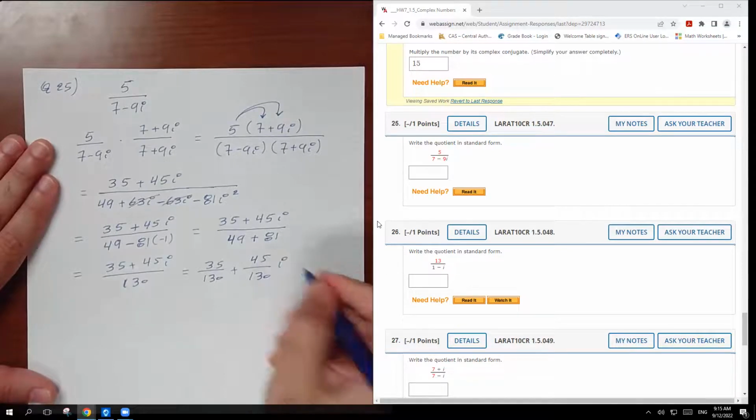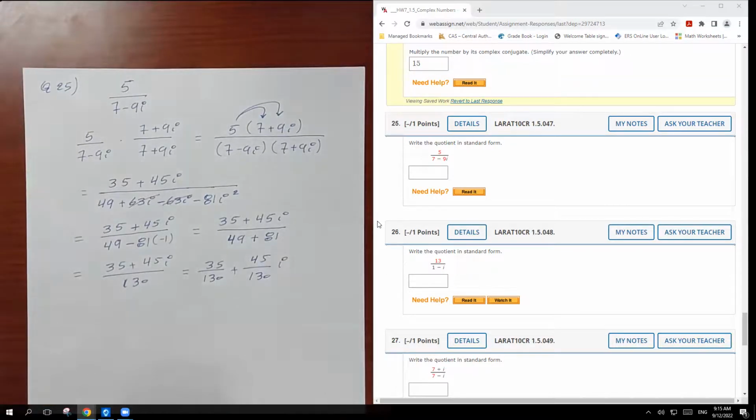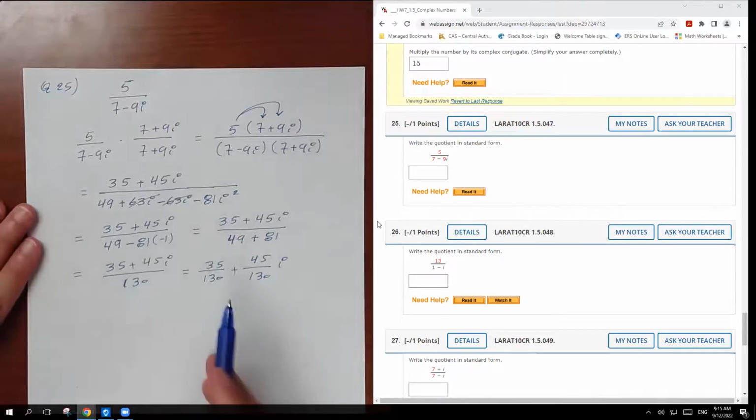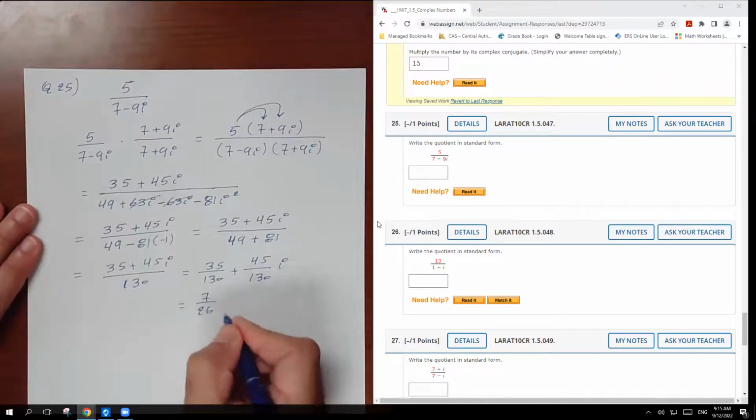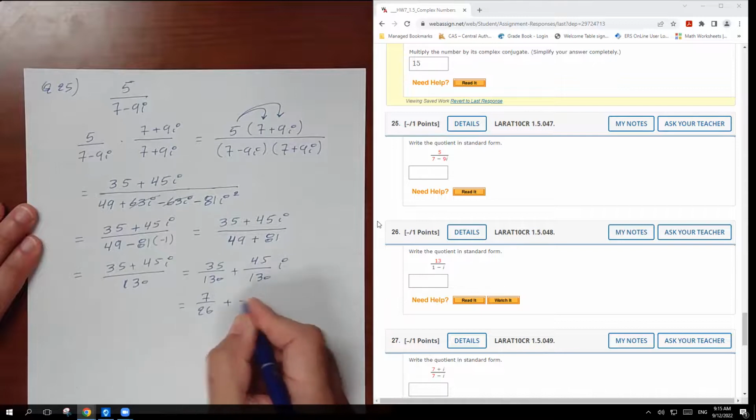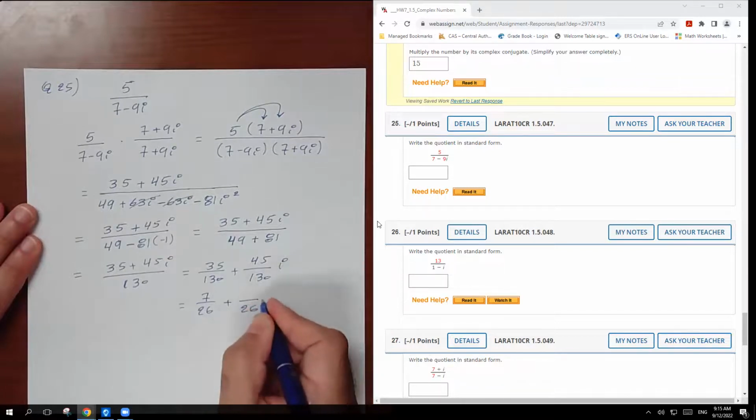But you have to check: can we simplify it? Let's check. Because 130, 100%, you can divide by 5. It's going to be 26. And 35, you can divide by 5, it's going to be 7. So this one is going to be 7 over 26, plus the same thing here. This is 26, and 45 divided by 5 is going to be 9.